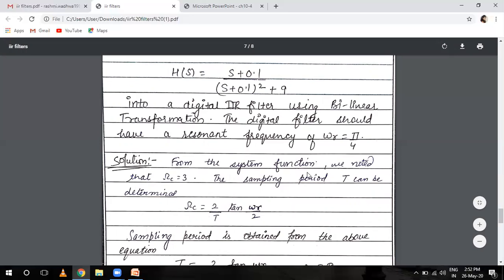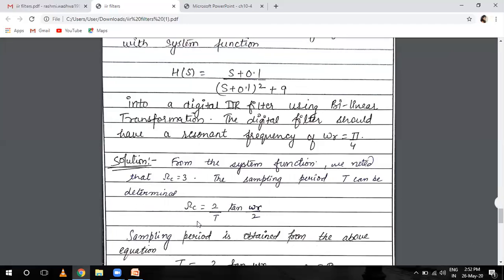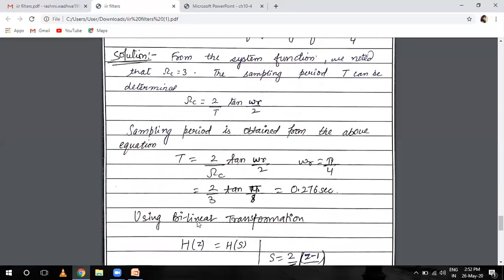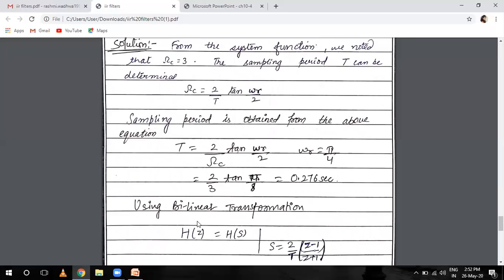And then the sampling period T can be determined. Omega c equals 2 by T tangent inverse omega r by 2. That is not omega c, basically it is the cutoff frequency. The sampling period is obtained from the above equation. T equals 2 by omega c tangent omega r by 2. Omega r equals pi by 4, and 2 by 3 into tangent pi by 8, that is 0.276 second.